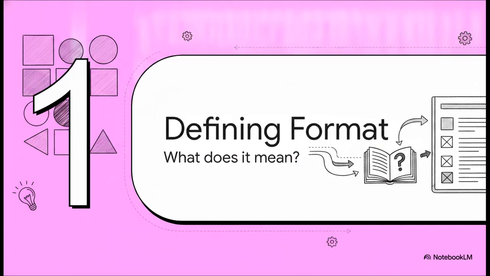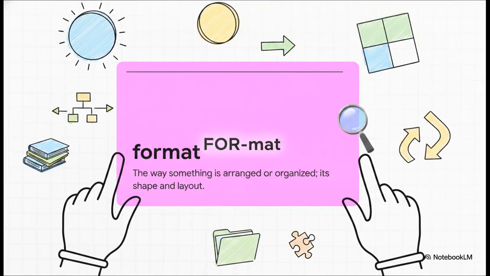Section 1. Defining the word format. So what does it actually mean? Well, our word of the day is format. Now, I really want you to say it out loud with me, and notice exactly where the emphasis goes. Format. 2 syllables. Format. The core meaning of a format is simply the way something is arranged or organized. It's the fundamental shape and layout of a thing.